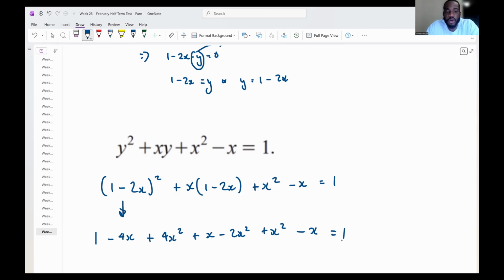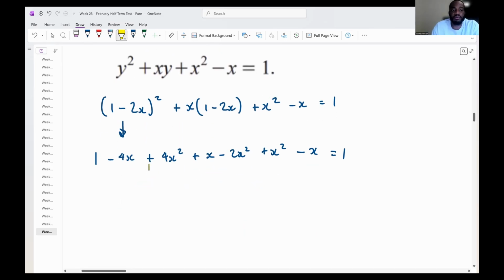Okay? So we've got a quadratic equation. Let's tidy up. So what do we have? We've got a plus 4x squared, a minus 2x squared, and a plus an x squared. How many x squares do we have altogether? 4 take away 2 is 2. Add 1, that's 3. So 3x squared.